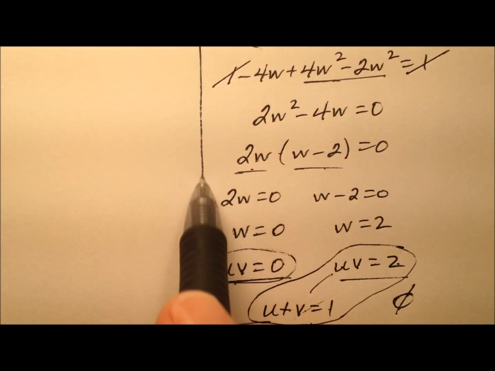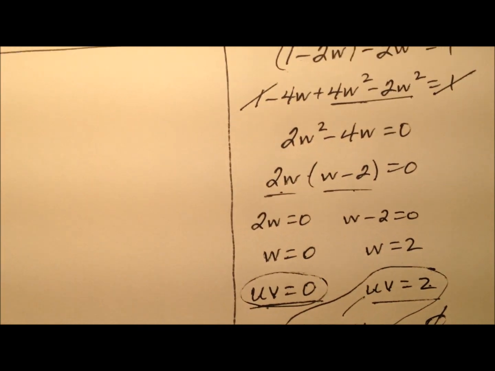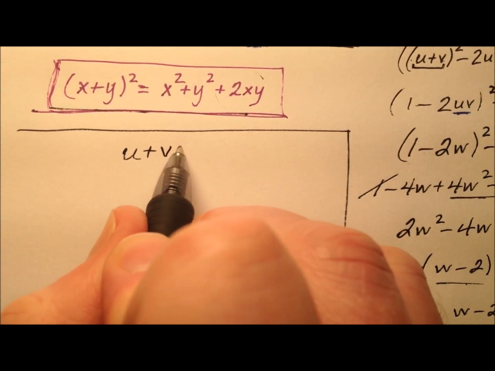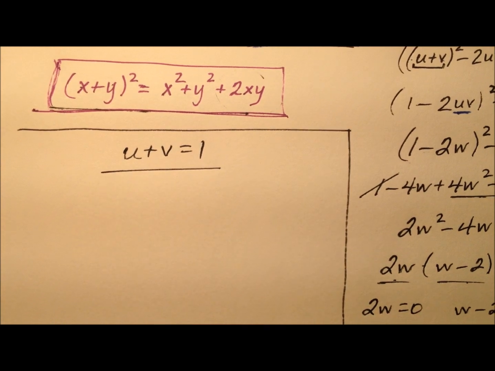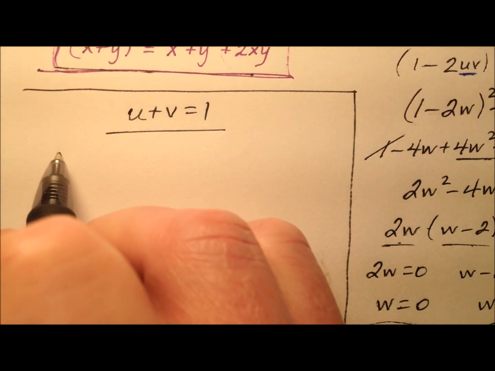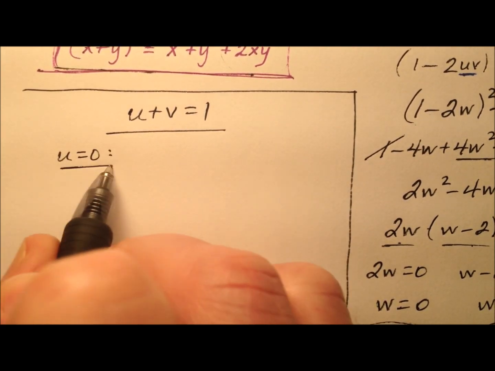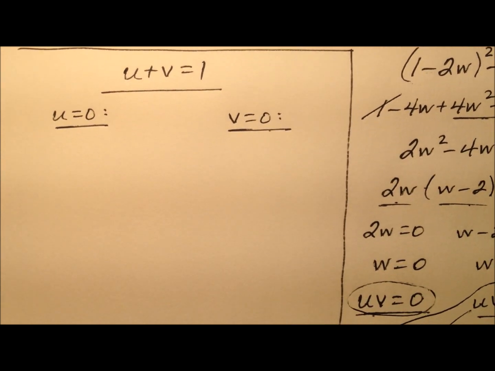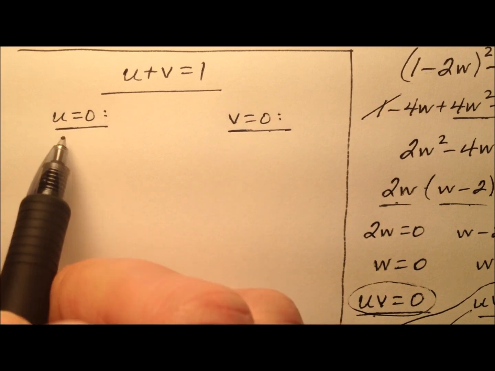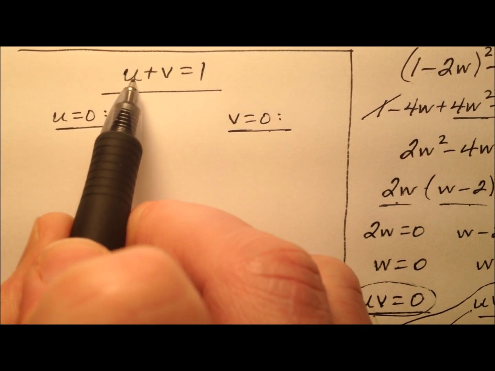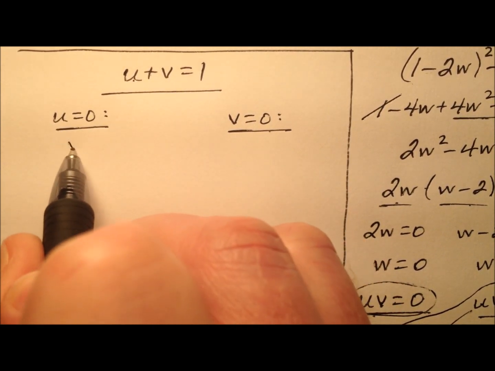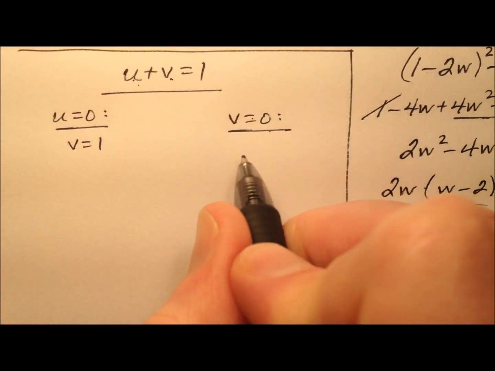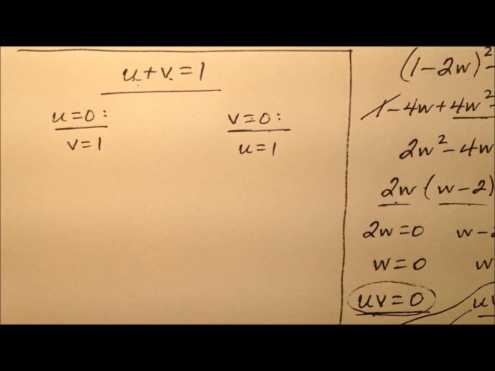Okay, so I'm going to make a little room here, and we're going to rewrite this up here. So U plus V equals 1. And let's consider both of these solutions, U equals 0 and V equals 0. We'll just work these two one at a time. So if U equals 0, 0 plus V is 1, of course, that means V has to be 1. Well, what if V is 0? Well, that means U has to be 1.